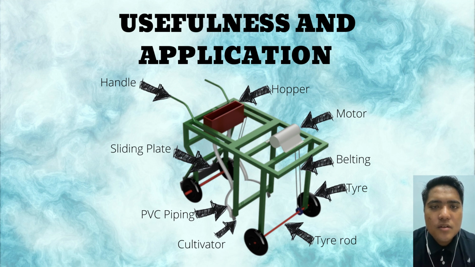The cultivator is used for digging soil before being planted, and the sliding plate is used to close the open soil. The PVC piping is a cylindrical shape. It's a transport mechanism for the seed to fall off to the ground. And lastly, the tire rod is used to move the tires. Before we proceed, let's watch a video about the application of the machine.